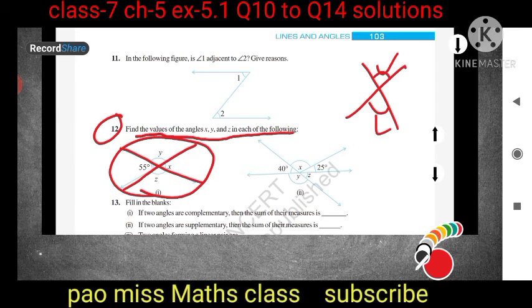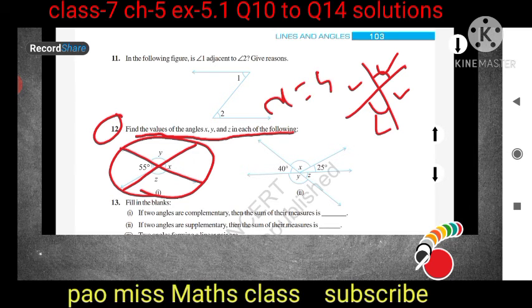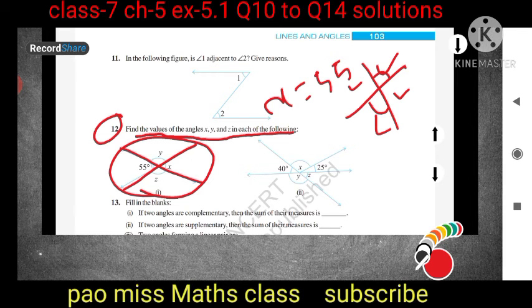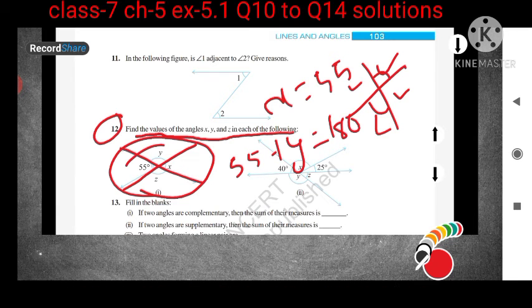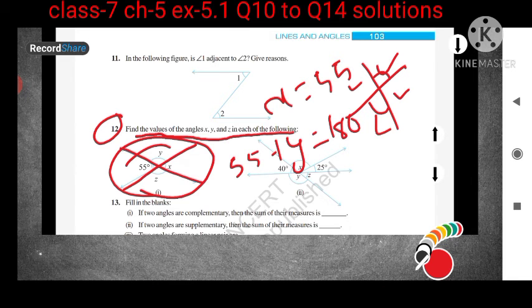This angle will equal to this angle and this angle. So in the same way, you can see x will be equal to what? 55. X will be equal to how much? 55. Why? Because vertically opposite angle. Again, you can see 55 plus y is equal to how much? 180 degree. Why are these two angles 180 degree? Because this is what? Linear pair. So linear pair is 180 degree, isn't it? So 55 plus y is equal to 180 degree.